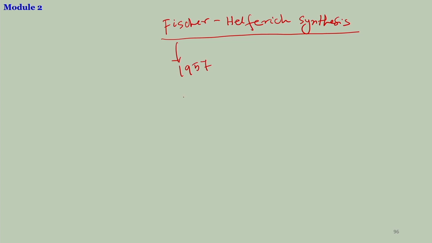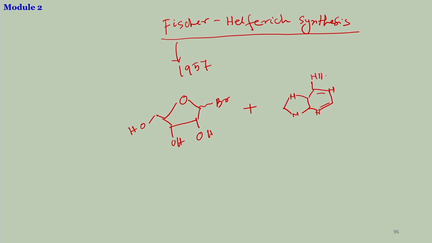So, in this case what they have done is, you have the sugar with a leaving group as I have said. You start with this leaving group here, and for example, you start with adenine, there is an amine here, and this is your adenine, and you try to couple them together.